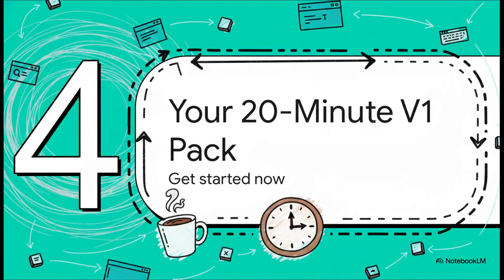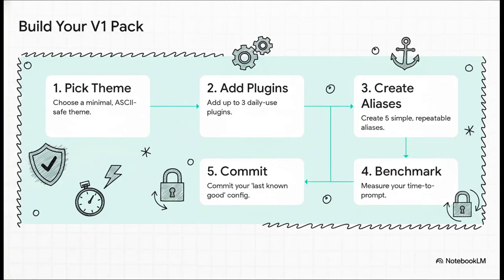Okay, that's the theory. So let's get practical. Let's build your V1 pack. This is a low-friction challenge you can literally do right now, in the next 20 minutes. So here are the steps. 1. Pick a minimal ASCII-safe theme. 2. Add 3 max of those daily use plugins we talked about. 3. Create 5 simple aliases for commands you type all the time. 4. Actually benchmark your time to prompt. And 5. Commit this. Save it as your last known good config.